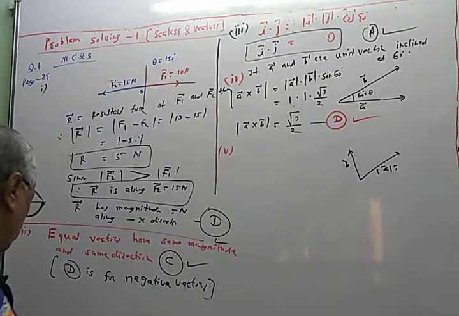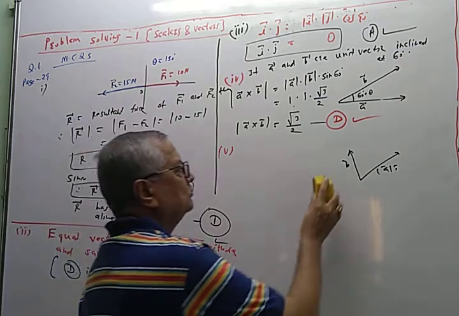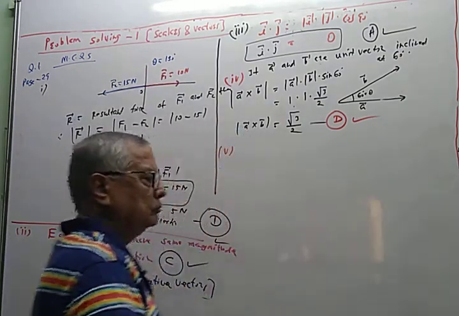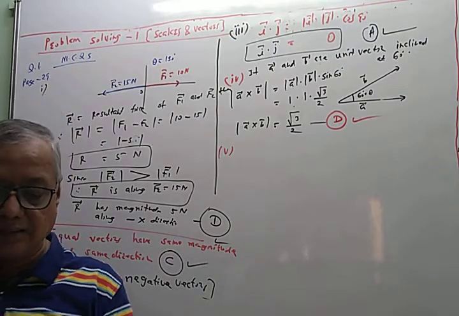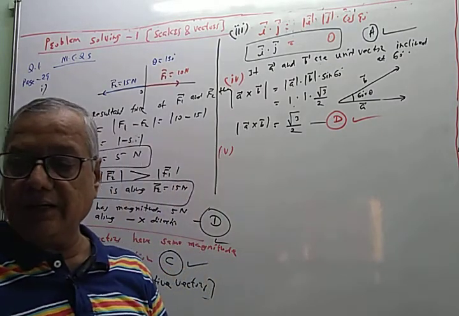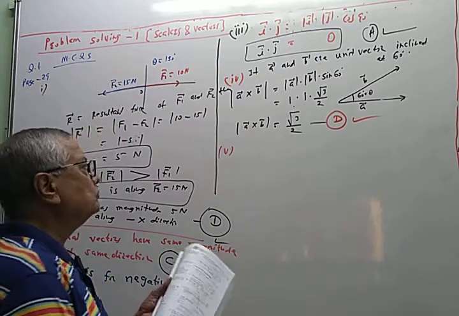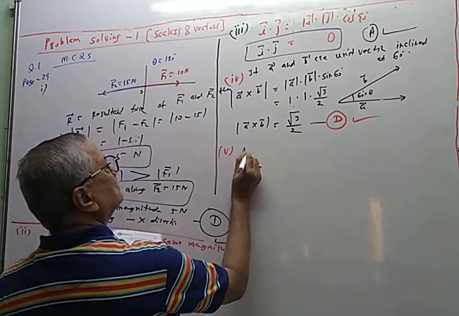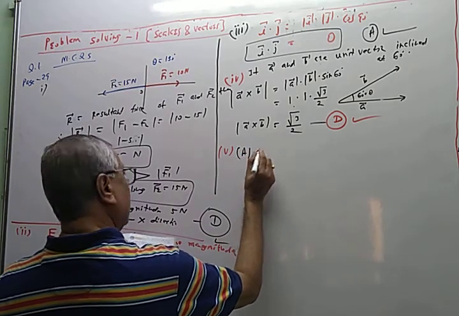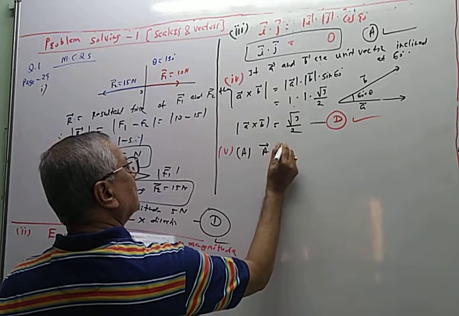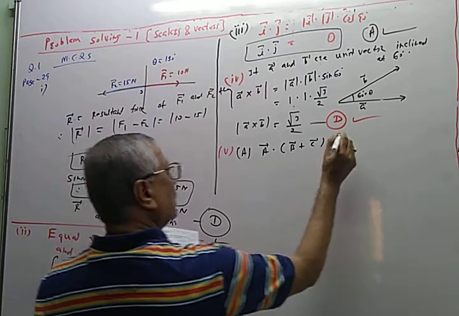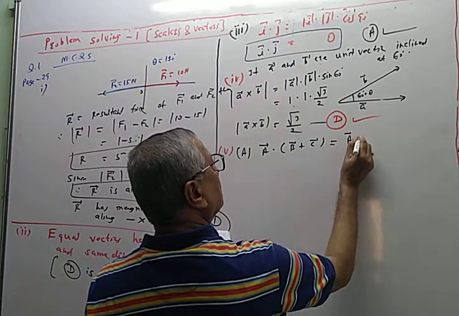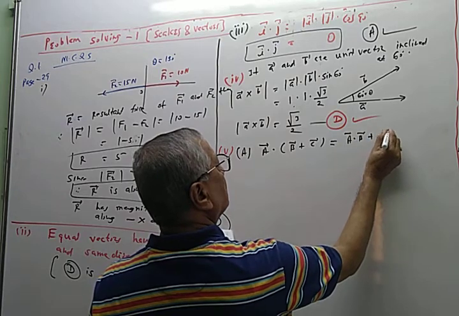Last MCQ. Now I will read that question completely. MCQ. If A, B, C are three vectors, then which of the following is not correct? So the choices are given. A choice is given: A dot (B plus C) is equal to A dot B plus A dot C.